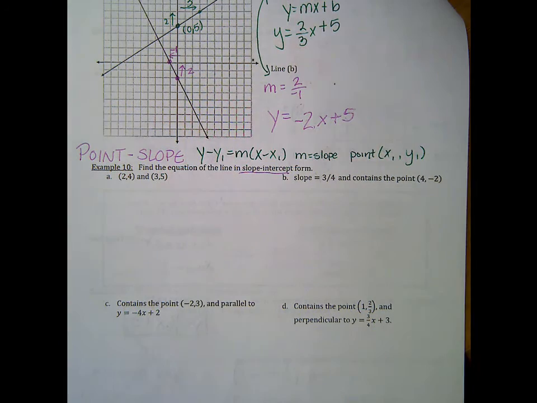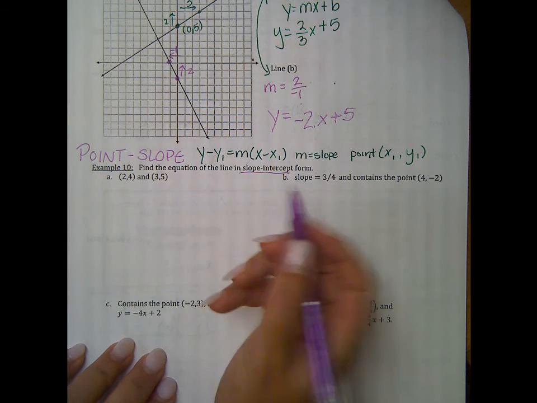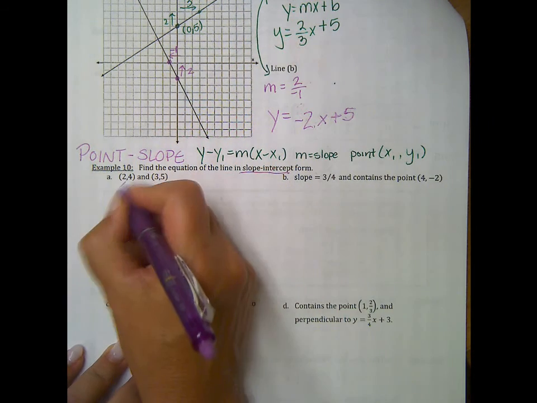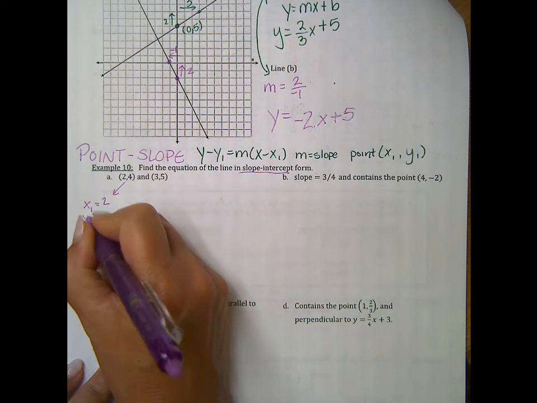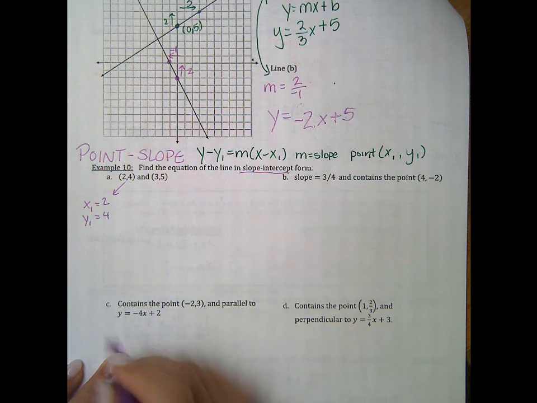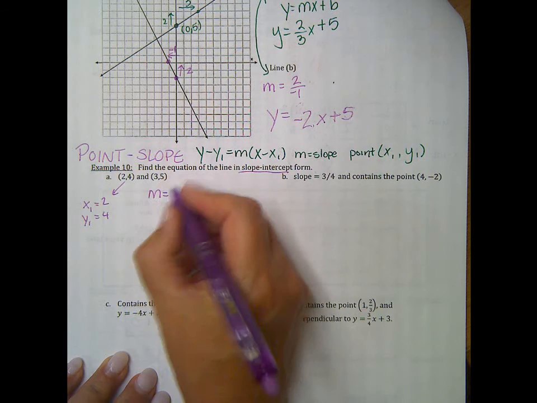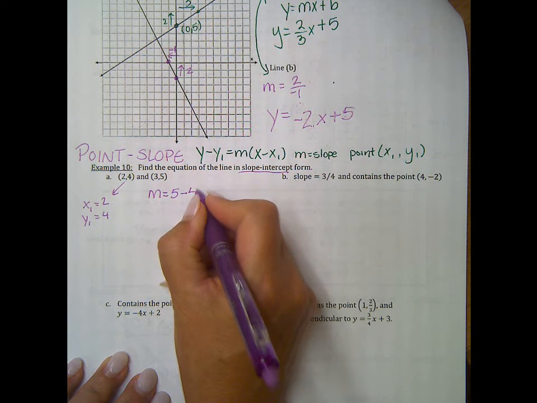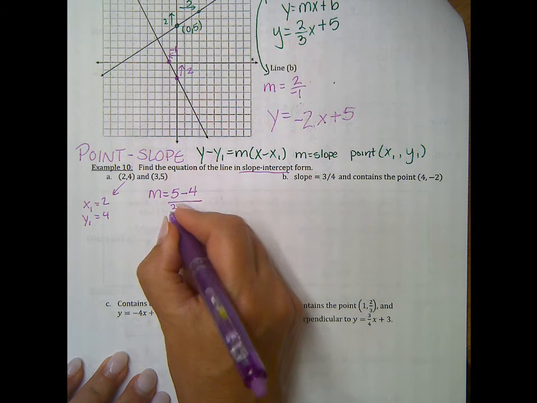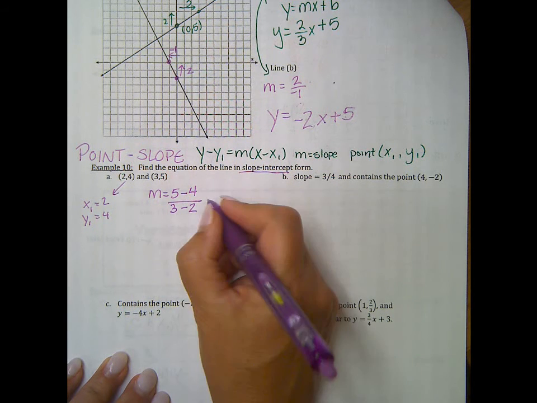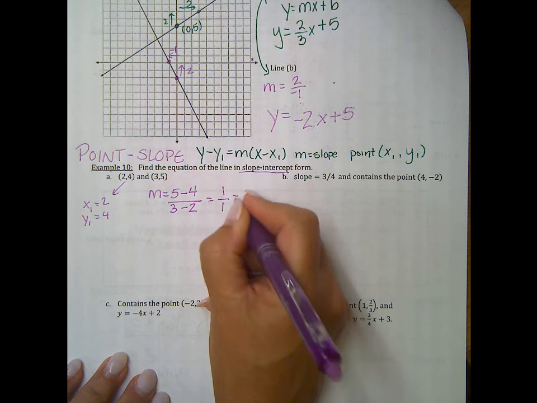So on this first line, we have 2 points. So we can use either one of them as x1 and y1. So I'm going to call x1 2 and y1 4, but I could have used those. And I'm first going to find the slope. So the slope is y2 minus y1, 5 minus 4, over x2 minus x1, 3 minus 2, difference in the y's over difference in the x's, which is 1 over 1, or 1.